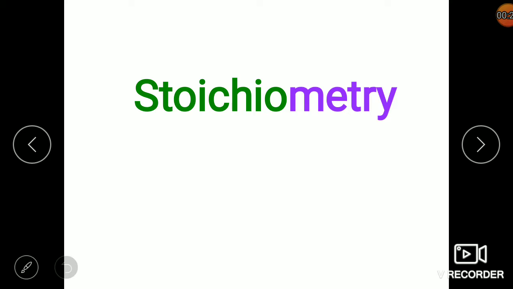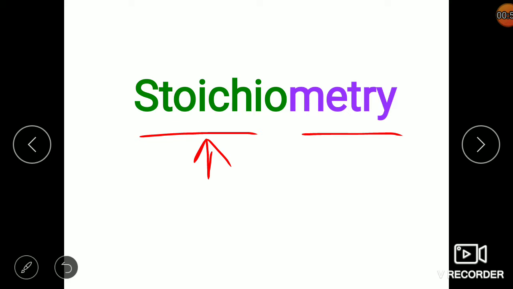This word is derived from Greek and it has two parts. One part is stoichio, derived from stoichion, and another is metry. Now stoichion means element, and metry means, as all of you know, measurement, like in geometry. It's a very common term to you in mathematics. What is geometry? Geo is earth, metry is the measurement. That means measurement on the earth.